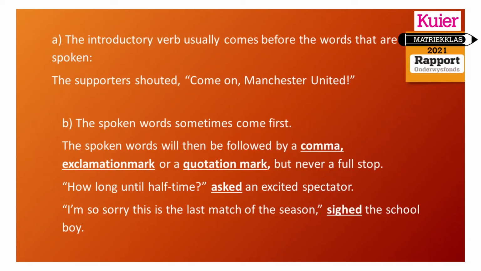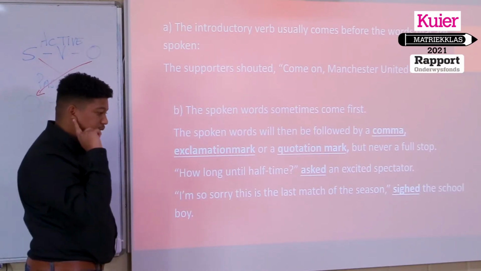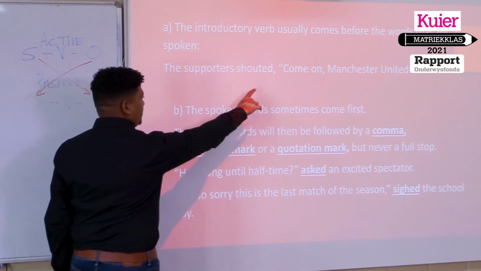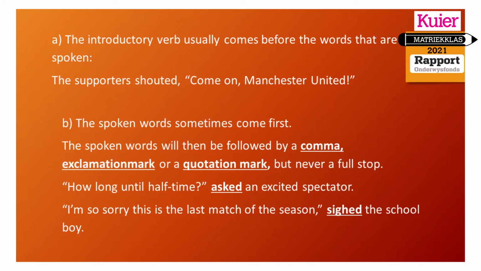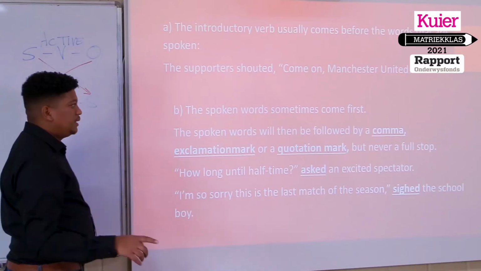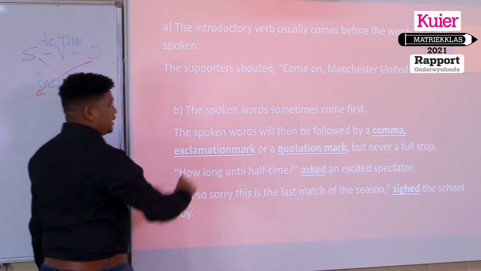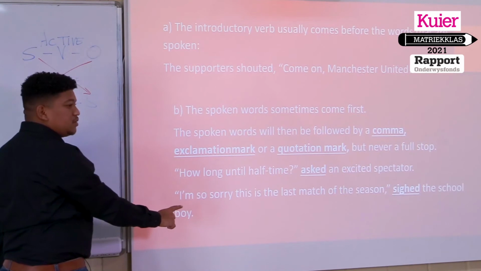Now, the introductory verb usually comes before the words that are spoken. This now has to do with the format. So we find "The supporter shouted." Very important, there's the introductory verb. But here it says the spoken words sometimes come first. Listen to what I'm saying. Here we know the verb is first. Here it says the spoken words sometimes come first. The spoken words will then be followed by a comma, question mark, or exclamation mark, but never a full stop. Pay attention. There is shouted, introductory verb first. Here are the spoken words first.